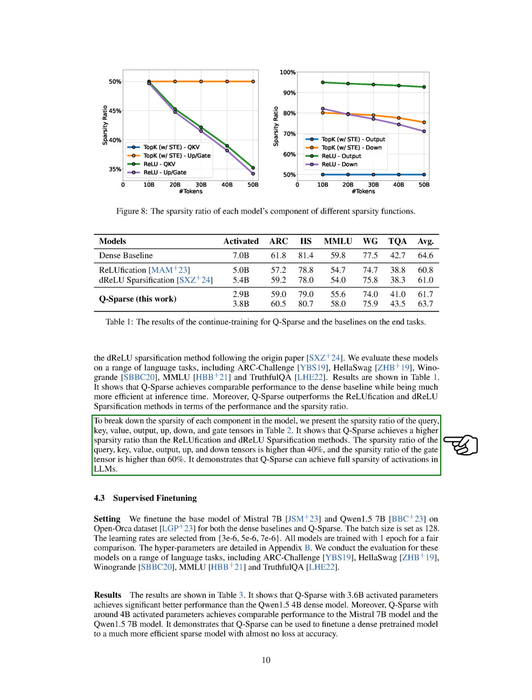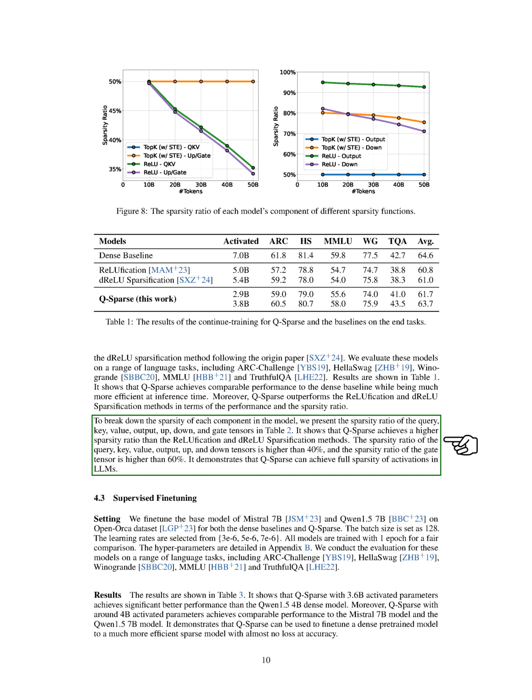In another setting, we fine-tune the base models of Mistral 7B and Qwen1.5 7B on the OpenOrca dataset for both the dense baselines and Q-Sparse. We set the batch size to 128 and select learning rates from the options of 3 × 10⁻⁶, 5 × 10⁻⁶, and 7 × 10⁻⁶. All models are trained for one epoch to ensure a fair comparison, with hyperparameters detailed in the appendix. We evaluate these models on the same range of language tasks mentioned earlier.